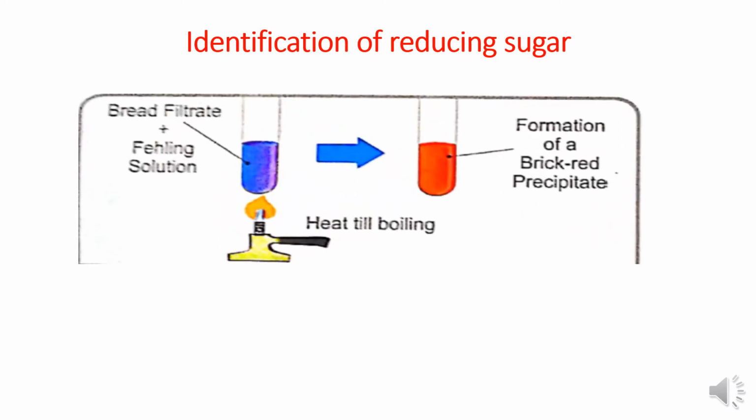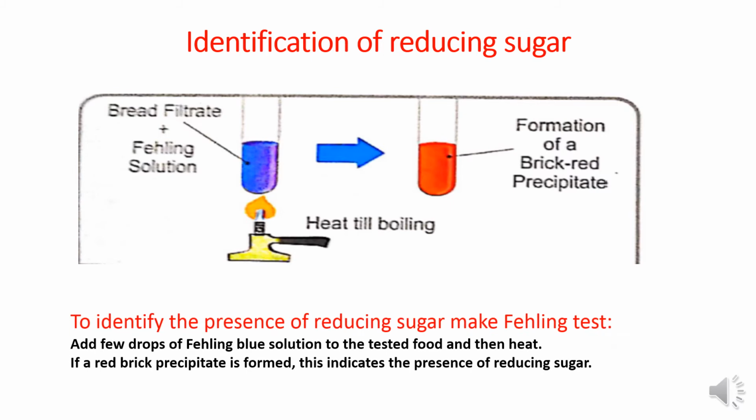Identification of reducing sugar. After heating a test tube containing bread filtrate and Fehling solution, a brick red precipitate is formed. This indicates that bread contains reducing sugar. To identify the presence of reducing sugar, do the Fehling test. Add a few drops of Fehling blue solution to the tested food and then heat it. If a red brick precipitate is formed, this indicates the presence of reducing sugar.